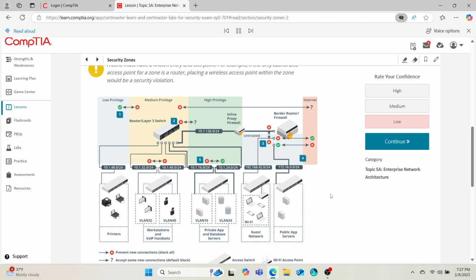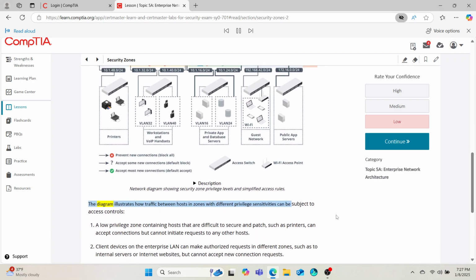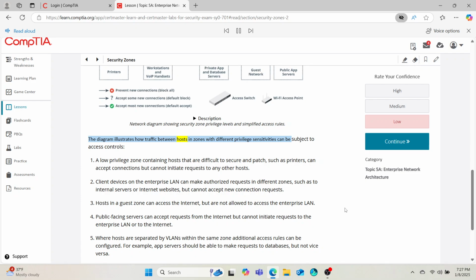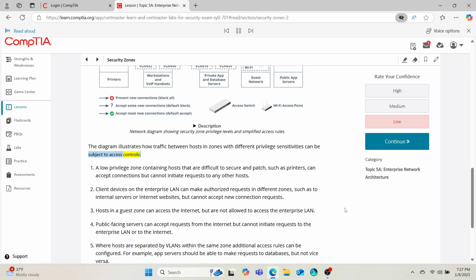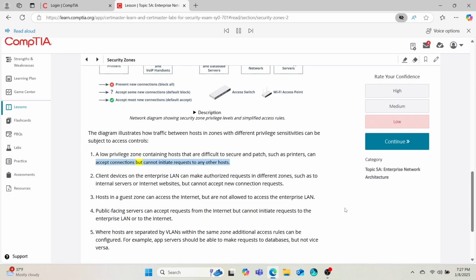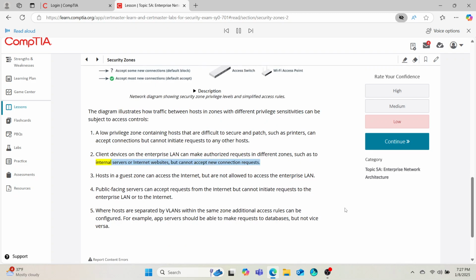Network diagram showing security zone privilege levels and simplified access rules. The diagram illustrates how traffic between hosts in zones with different privilege sensitivities can be subject to access controls. A low privilege zone containing hosts that are difficult to secure and patch, such as printers, can accept connections but cannot initiate requests to any other hosts. Client devices on the enterprise LAN can make authorized requests in different zones, such as to internal servers or internet websites, but cannot accept new connection requests.